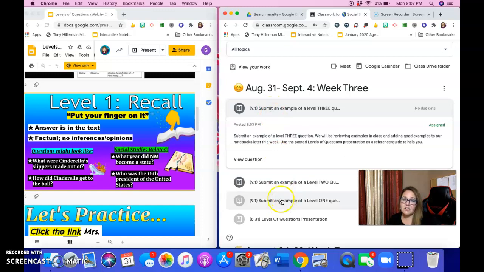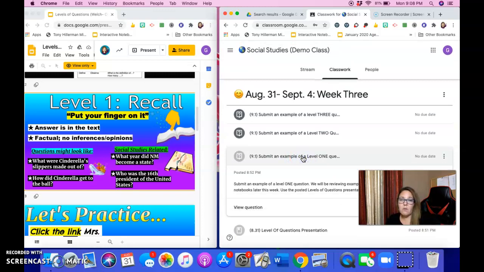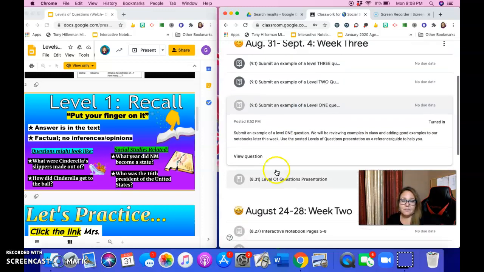So you're going to have to click on each of these links or items, posted items, and submit each of these to me. So here's an example of 1. The directions are submit an example of a level 1 question. Just like we did yesterday on the Padlet, I know first period we were having lots of trouble with that assignment because of technology, but the rest of you should be familiar with the Padlet. We're doing the same thing, but you're submitting a question here. So we're going to review good examples in class. I'm going to look at your examples, pull good examples, and we're going to review them in class tomorrow. And later we're going to add some in your notebooks.